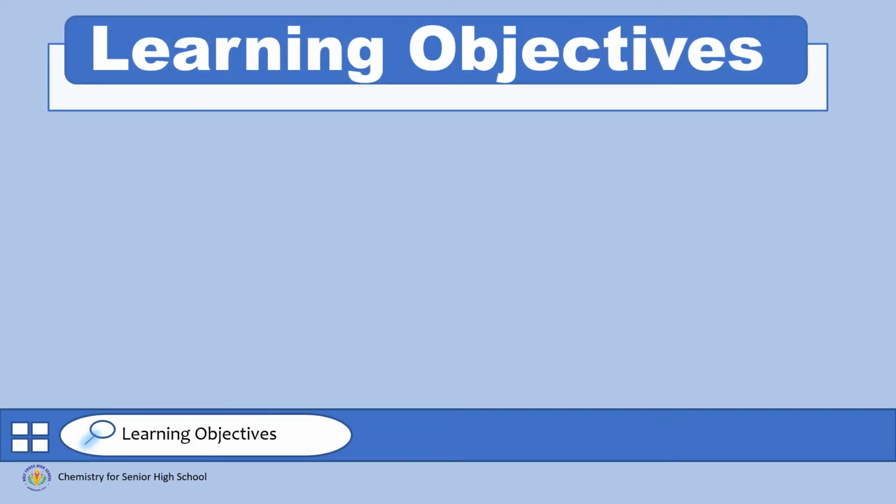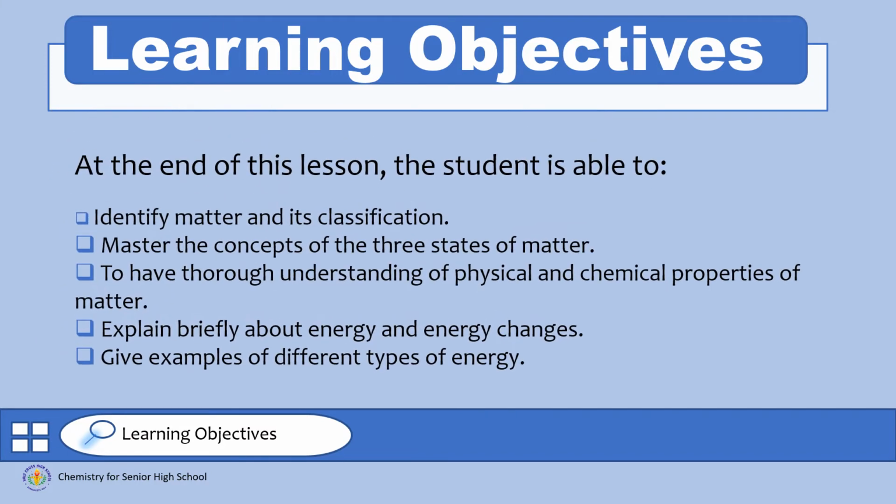Learning objectives. At the end of this lesson, the student is able to identify matter and its classification, master the concepts of the three states of matter, have a thorough understanding of the physical and chemical properties of matter, explain briefly about energy and energy changes, and lastly, give examples of different types of energy.